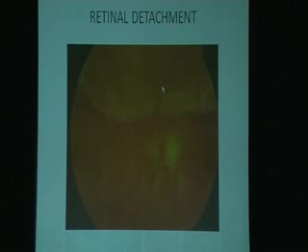This is your RD. Can you see the gray reflex? This is attached retina, this is detached retina. And there is a nice line you can actually differentiate. So this is your retinal detachment. What are the types of retinal detachment we know? Tractional, rhegmatogenous and exudative. Okay.